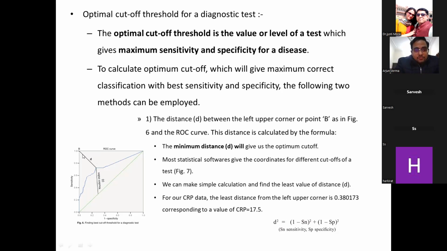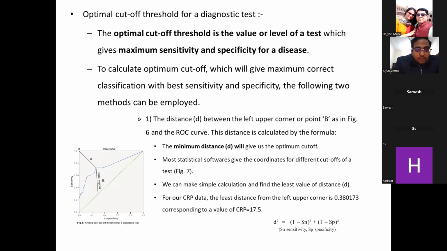D is the line joining the point B to the point on the curve. As I told you, the closer the curve is towards the point B, the better the test. So you can very well guess that the smaller the D, the better the test will be. Higher will be the sensitivity, higher will be the specificity. That is one way of assessing the optimal cutoff.